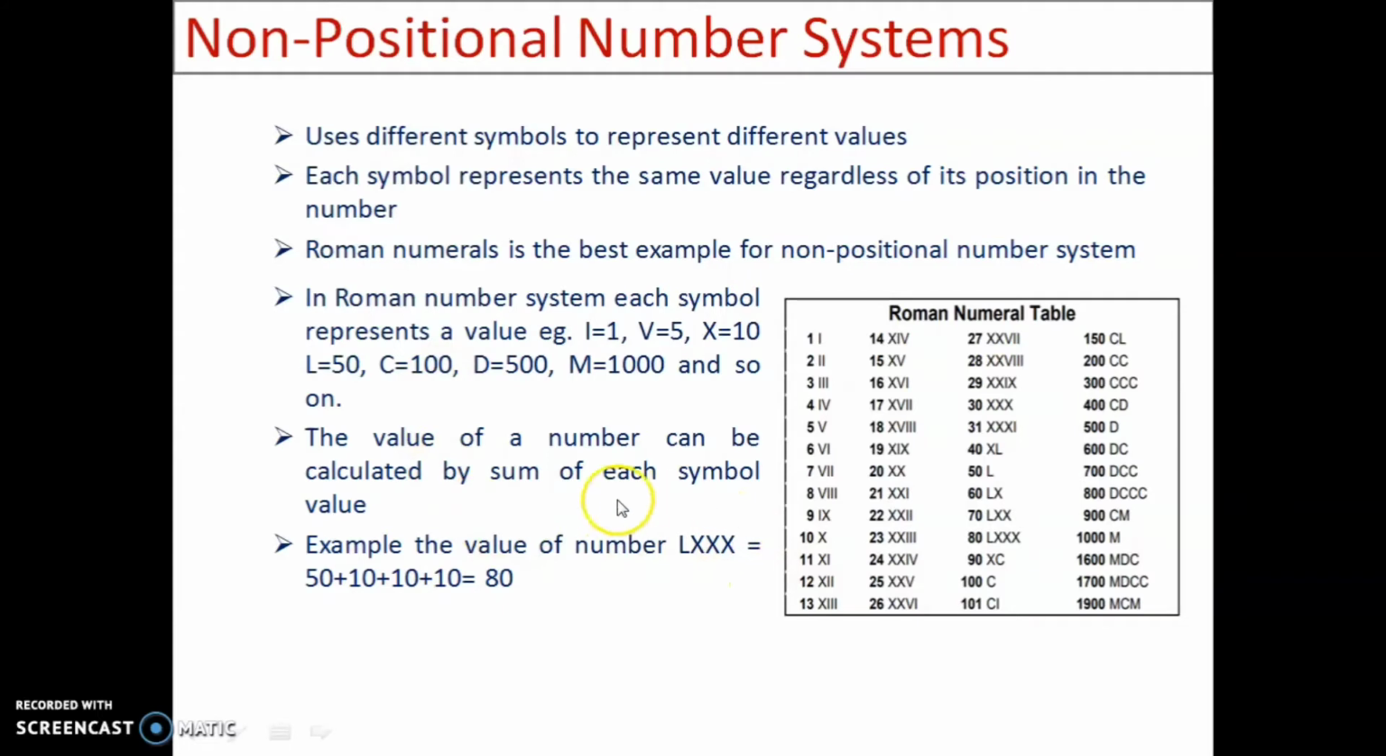Say for example, we have a Roman number L, X, X. What is the value of this Roman number? This can be found by adding their values. L means 50, X means 10. So when you add 50 plus 10 plus 10, we get 70. So what is the value of this Roman number? It is nothing but 80.